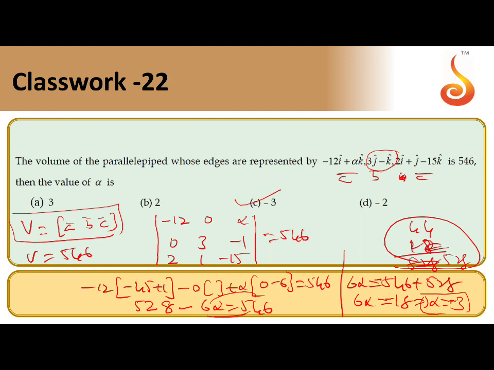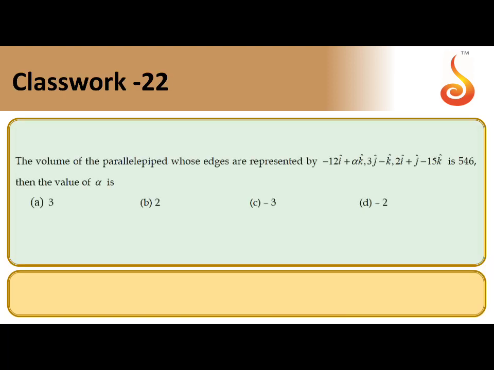So look at the options. The option is minus 3. Small correction, please change. Taking this as minus 546, this comes plus 6 alpha. 6 alpha equals minus 546 plus 528. That gives minus 18. Here 6 alpha is minus 18, so alpha equals minus 3. Small correction, please adjust. Next question. Alpha is minus 3.